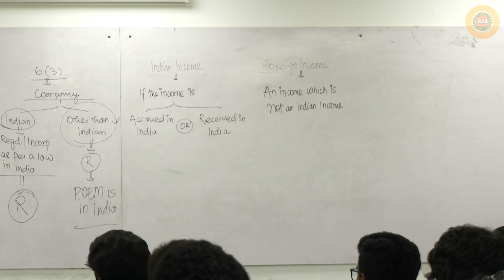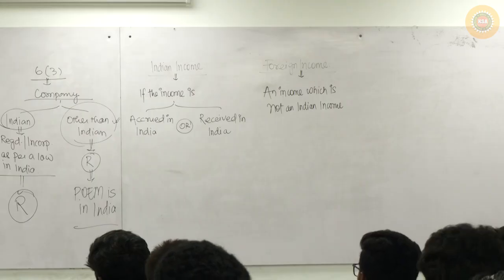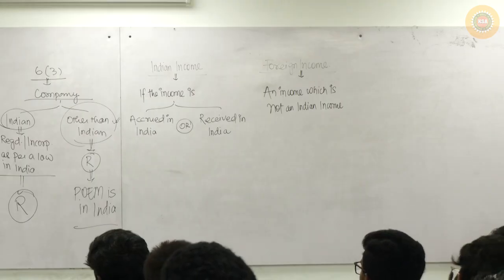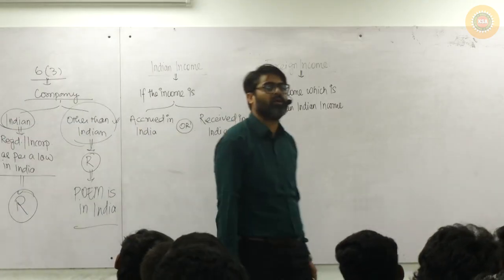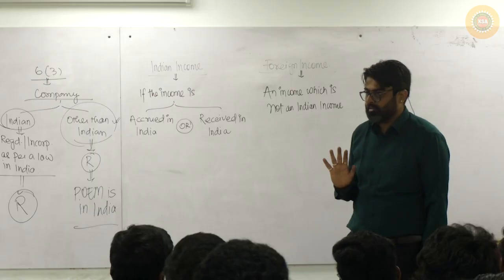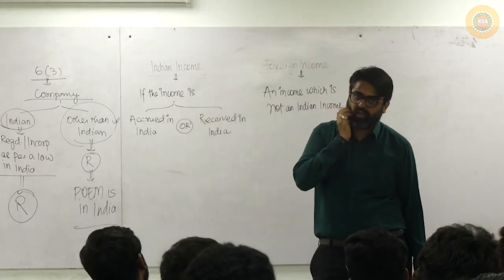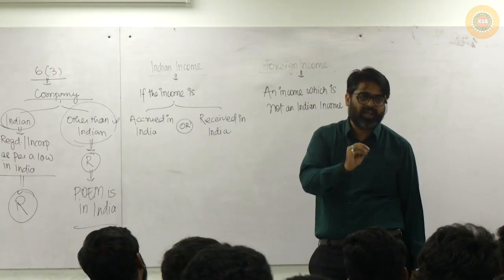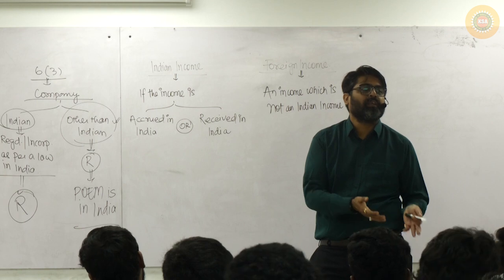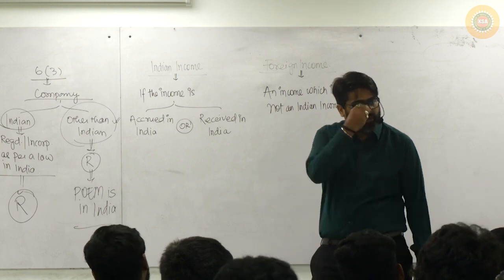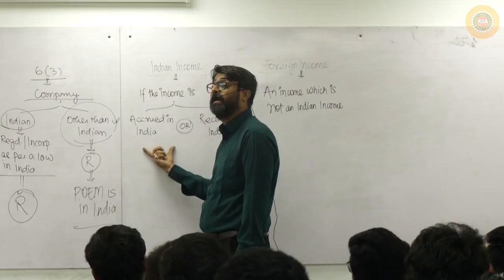The source from which the income is getting generated. If that source is in India, meaning the income is accrued in India, yes or no? Once you fix that the income is accrued in India, don't check where it is received now. If it is received in India or it is not received in India will not make any difference. It is automatically Indian income because it is already accrued in India.